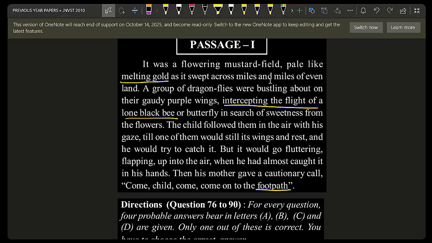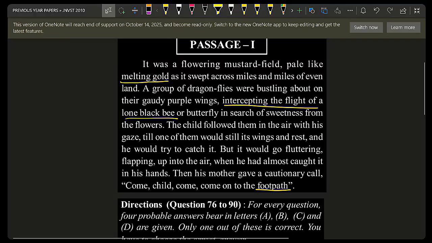Next, who is that? Mustard in Telugu, I think we say aval. Vilochan. Sir, intercepting means? See, intercept means when coming across in your direction. So the group of dragonflies are going, no? They're intercepting the flight of a lone black bee. So black bee or butterfly.